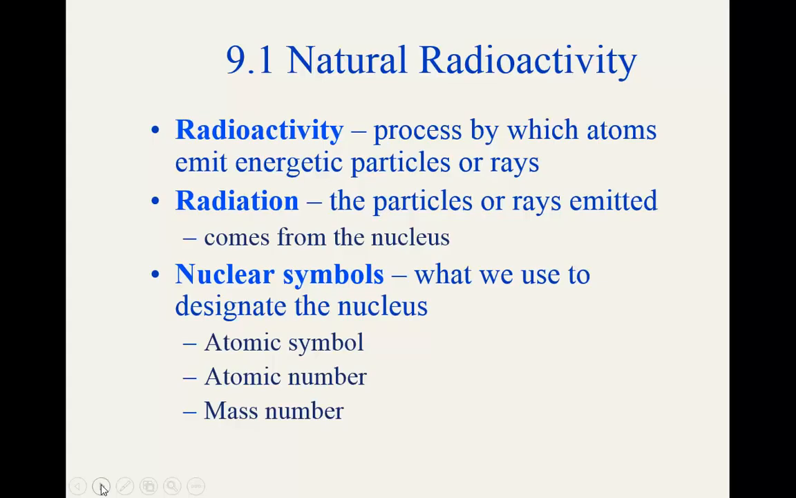So radioactivity is the process where atoms emit energetic particles or rays, and these emanate from the nucleus of the atom. So, a throwback to chapters 1 and 2, we're going to be looking at atomic symbols, and we will call them nuclear symbols because we'll combine the atomic symbol, atomic number, mass number, and relative charges.